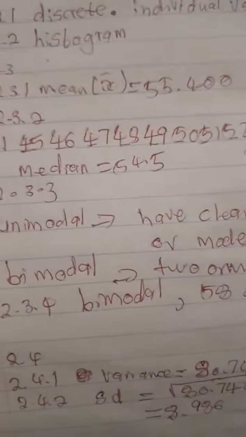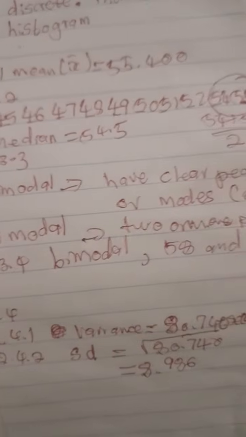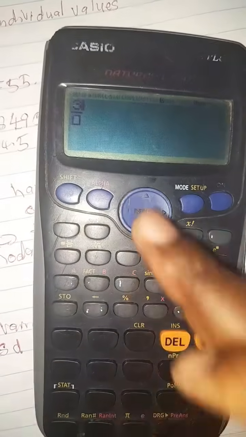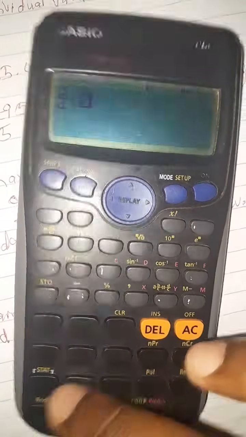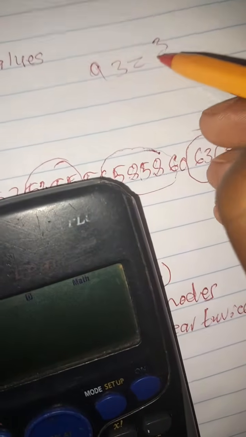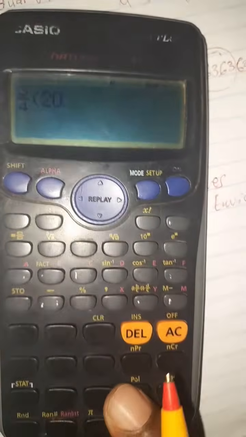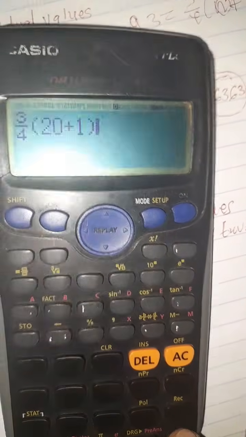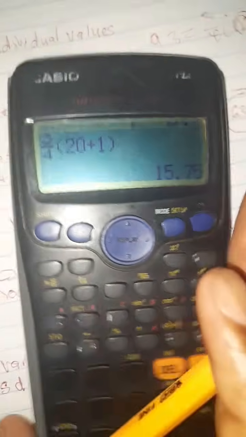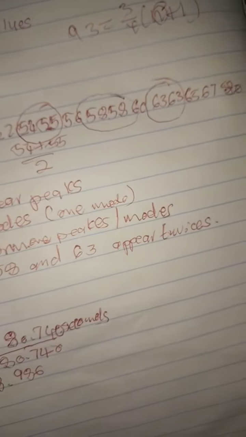So let's go to 2.4.3. We need to calculate the upper quartile. The upper quartile is 3/4 of the data. Since it's 3/4 of the data, remember how many students we have? We have 20. For Q3, or upper quartile, you're going to say 3/4 (n plus 1), where you put the number of students and add 1. So it's 15,75. The 15,75 will be our Q3.